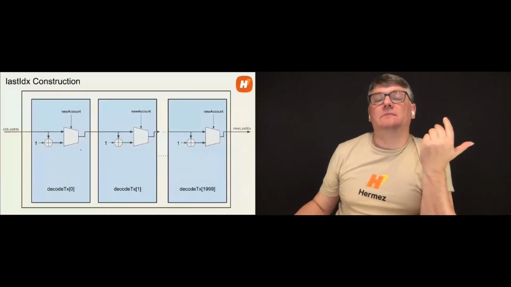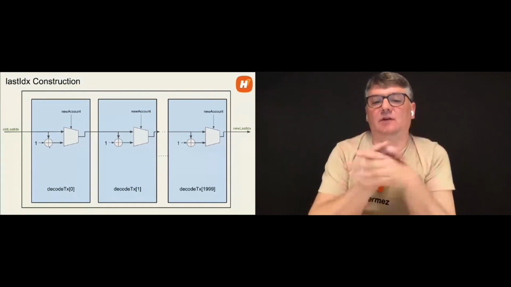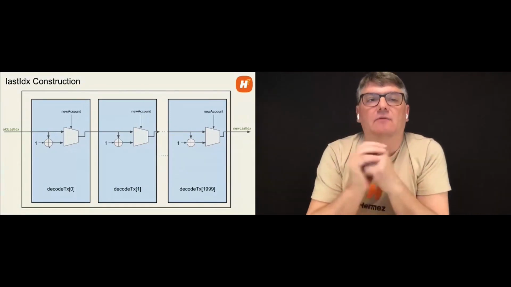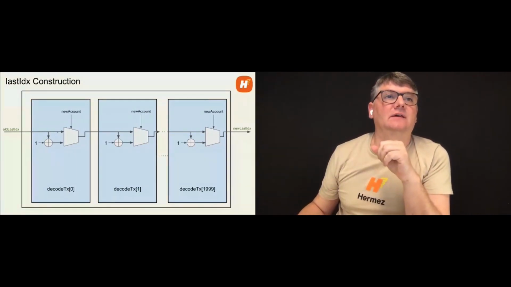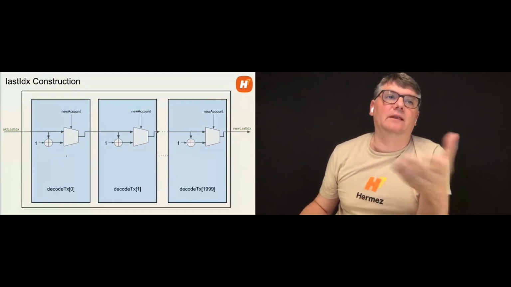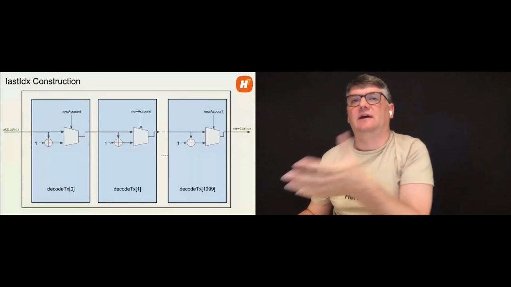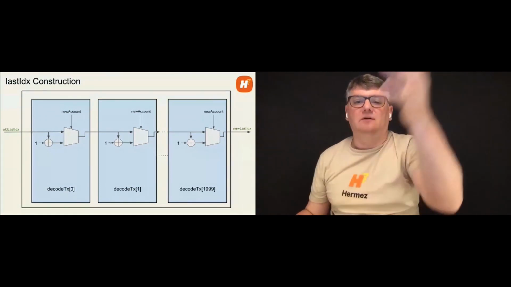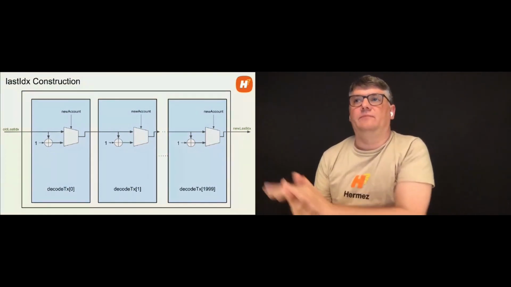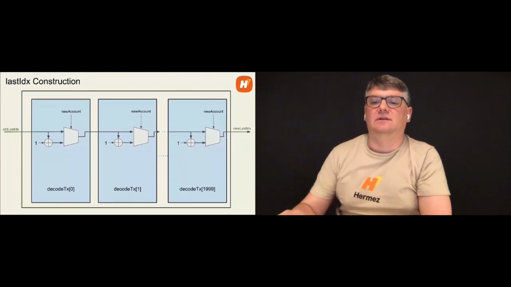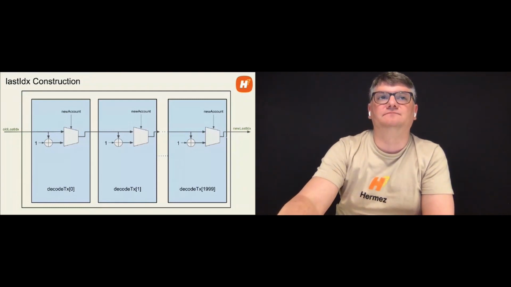Here's another example, just to give detail on how things work. The last index ID here: if it's a new account, what we mainly do is increment. So we have this kind of circuitry for computing the new last ID.